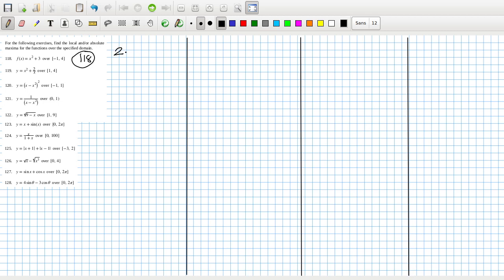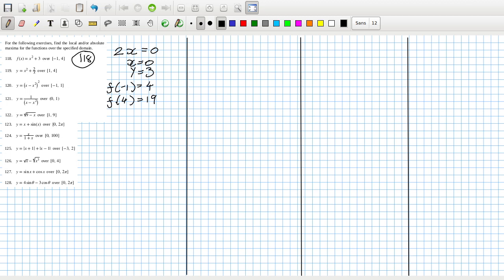The derivative is 2x equals 0. So that means x equals 0, and the y would equal 3. And we should also calculate the ends. F of minus 1 will be 4, and f of 4 is 19.